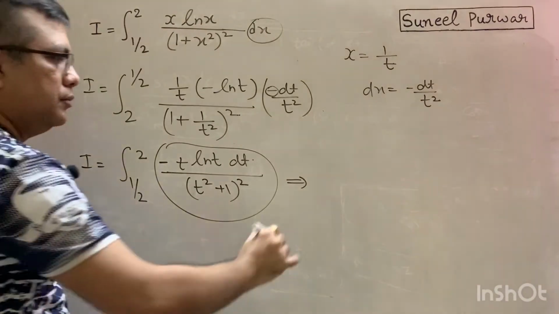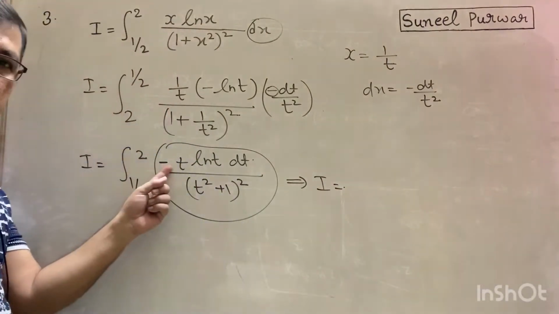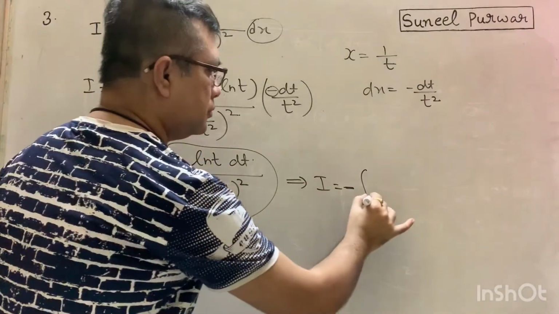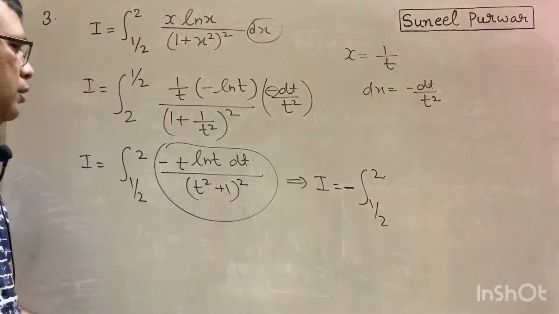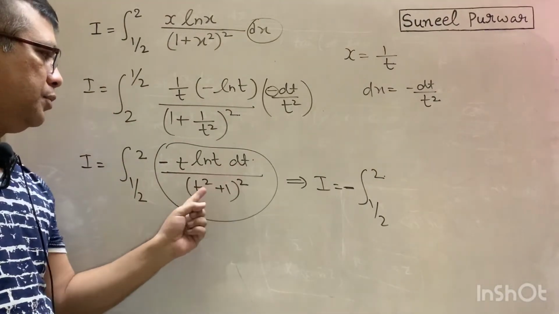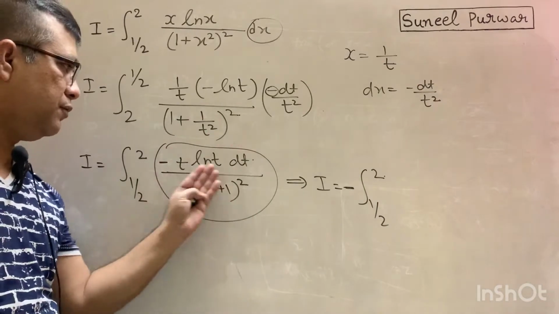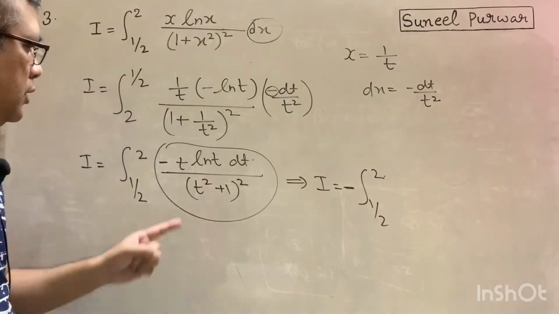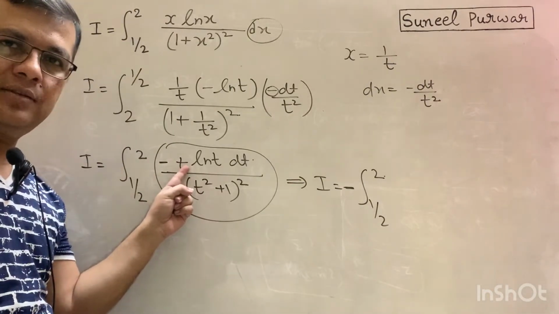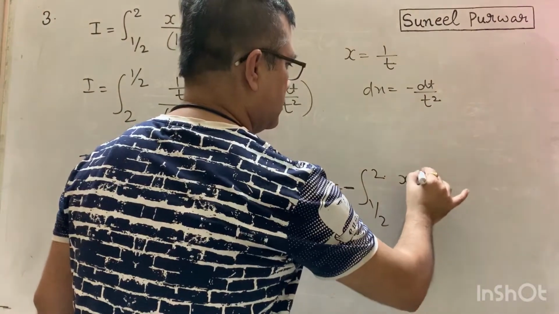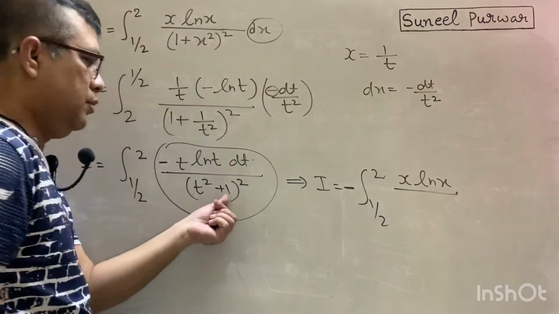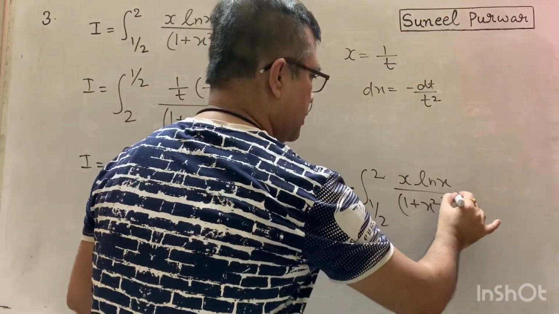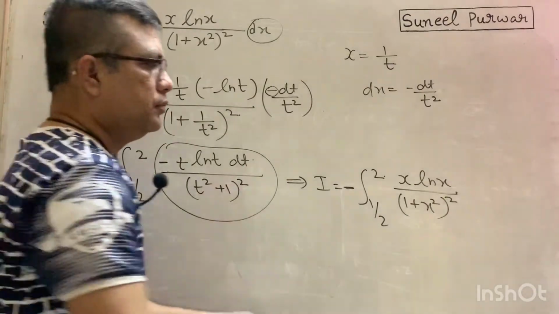So I equal to, bring this minus sign outside the integral, minus of, copy the limits, and what do you see here? t ln t dt upon 1 plus t square whole square. So this is f of t dt, which I am going to rewrite as f of x dx using the first property. So what would it become? x ln of x divided by 1 plus x square whole square, and dx.